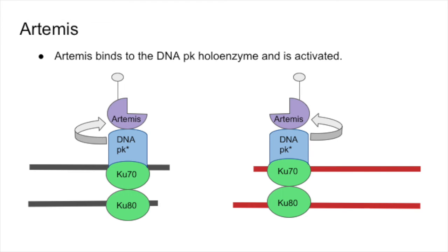Artemis is a nuclease, a type of enzyme which cleaves chains of nucleotides. On its own, Artemis is not active. Binding enables Artemis to become active due to the DNA protein kinase phosphorylating Artemis. Phosphorylation is the process of adding a phosphate group to a molecule.